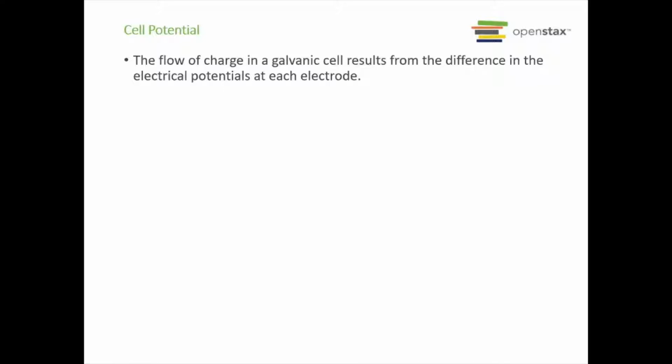So the flow of charge in a galvanic cell results from the difference in electrical potentials at each electrode. So one side has a higher potential than the other, and the electrons flow to balance it.